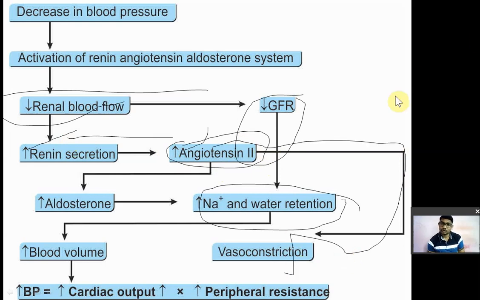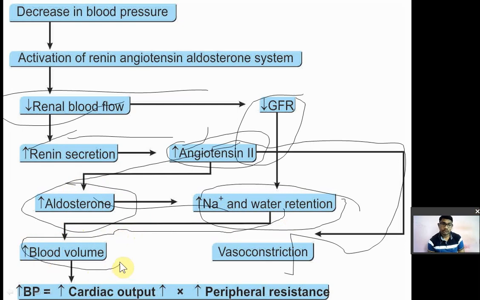And this angiotensin 2, on the other hand, will also stimulate the aldosterone. So aldosterone is known as an antidiuretic hormone. Aldosterone's level will increase, and this increased level of aldosterone will cause increased sodium and water retention, and this sodium and water retention increases the blood volume. Okay, as blood volume increases, your cardiac output will increase. So increase in the cardiac output, increase in the peripheral resistance, that increases the blood pressure. So that is known as a hormonal mechanism.